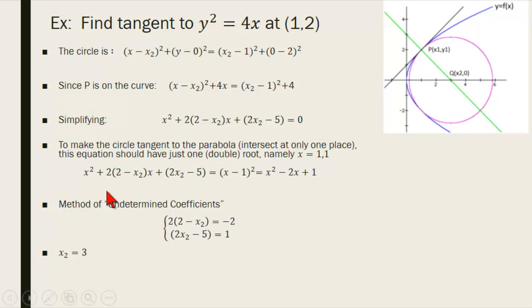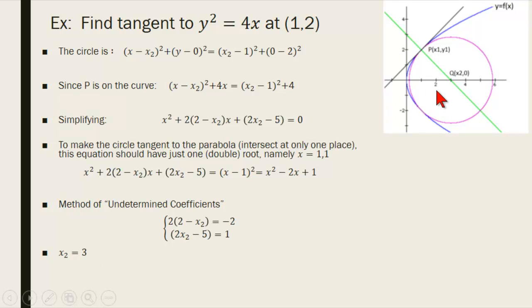The method of undetermined coefficients says, well, on the left-hand side and the right-hand side, I have an x squared term on both sides, and so their coefficients have to be the same. 1 equals 1, check. All right, on the left-hand side, I have a linear term. On the right-hand side, I have a linear term. Their coefficients have to be the same. That means that this equation has to be true. And there's a constant on the left, a constant on the right. They have to be the same. So this equation holds. Now, I have two equations in just one variable, but fortunately they both have the same solution, x2 equals 3.